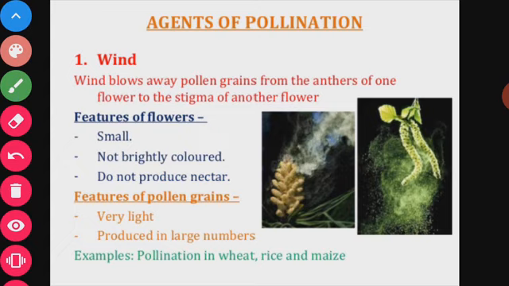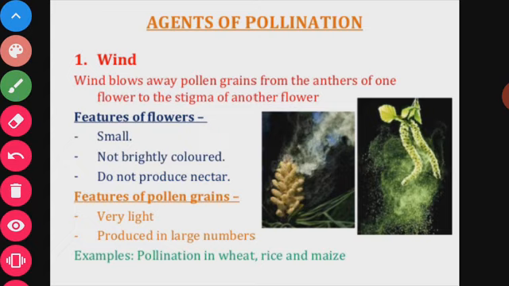How the wind, water, and insects help in the process of pollination, and what are the characteristics of the flowers or the pollen grains of those wind pollinated, water pollinated, or insect pollinated plants. First, we will discuss the wind. Wind blows away pollen grains from the anthers of one flower to the stigma of another flower.